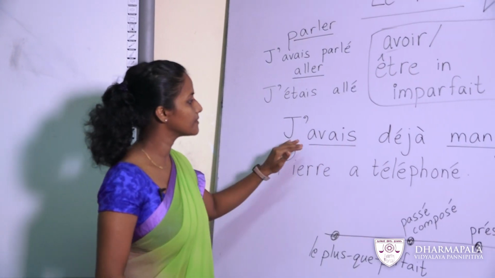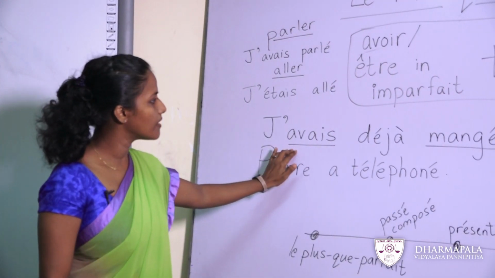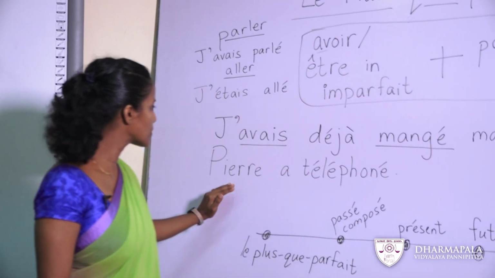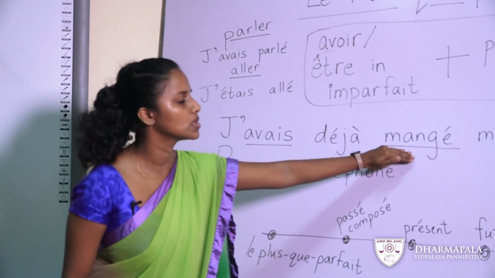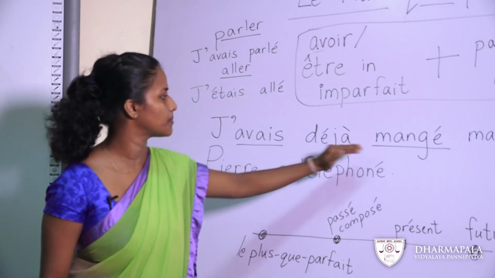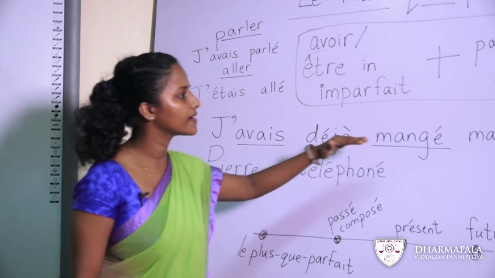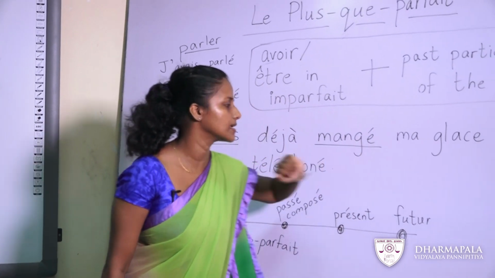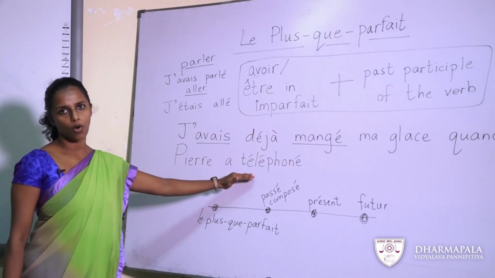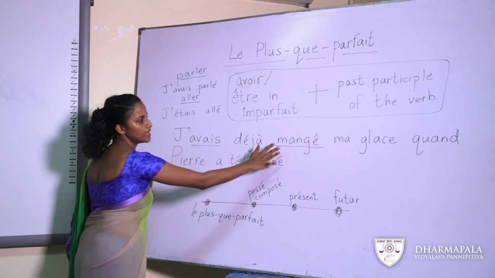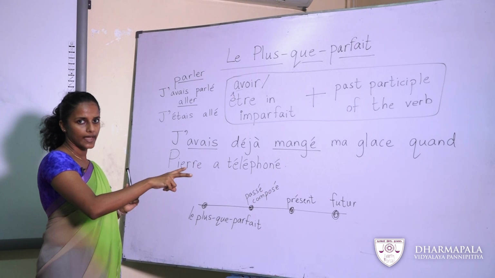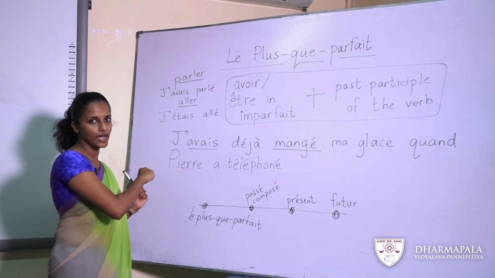And here I have given you an example. J'avais déjà mangé ma glace quand Pierre a téléphoné. J'avais mangé is in plus-que-parfait. I had already eaten my ice cream when Pierre called me. So there are two actions. Both actions happened in the past.